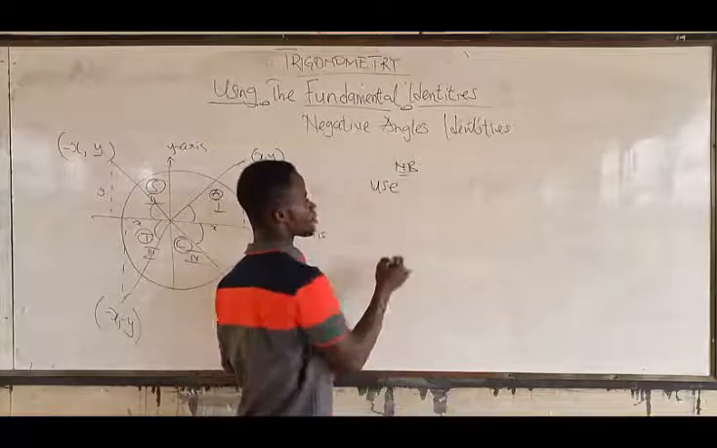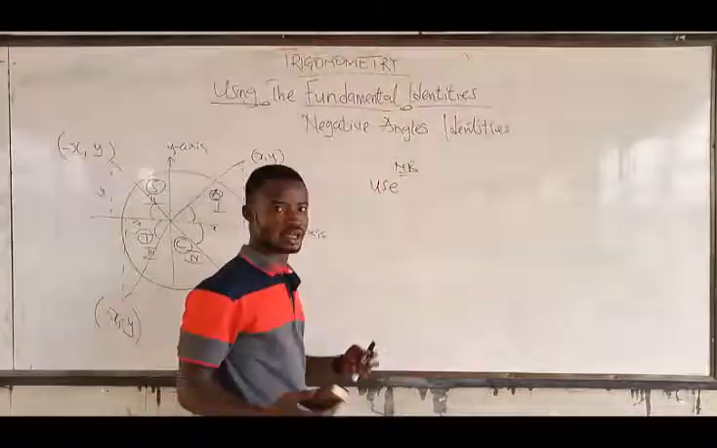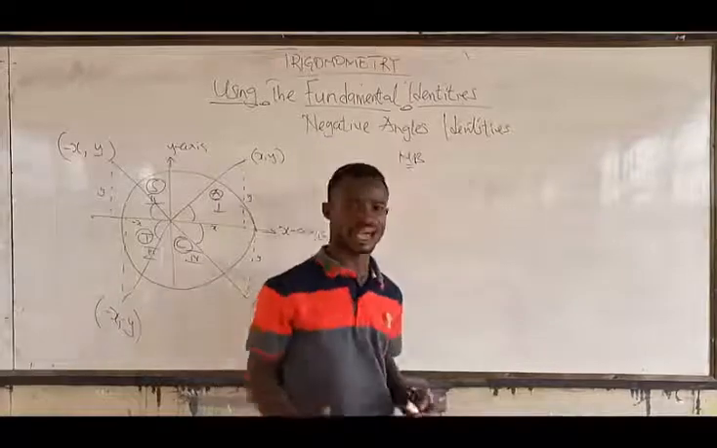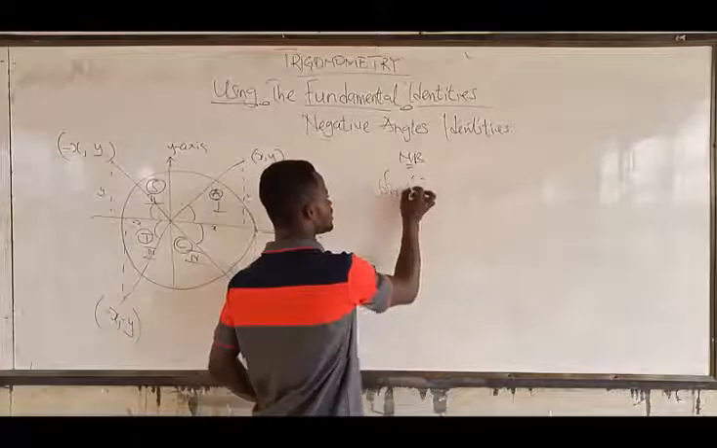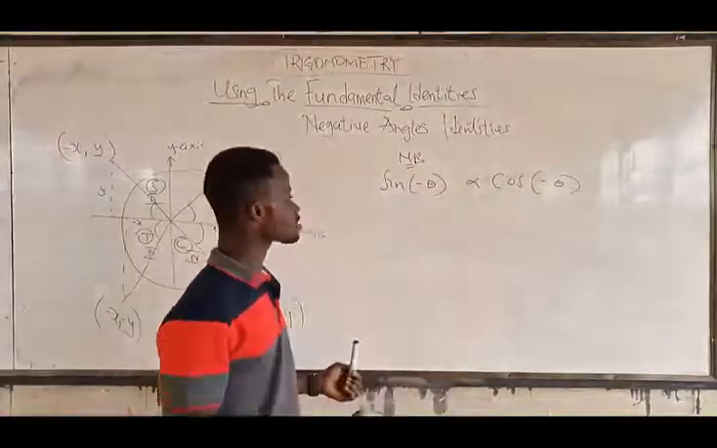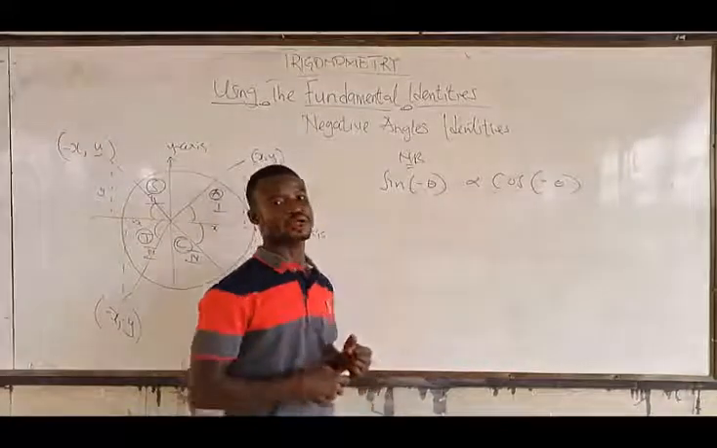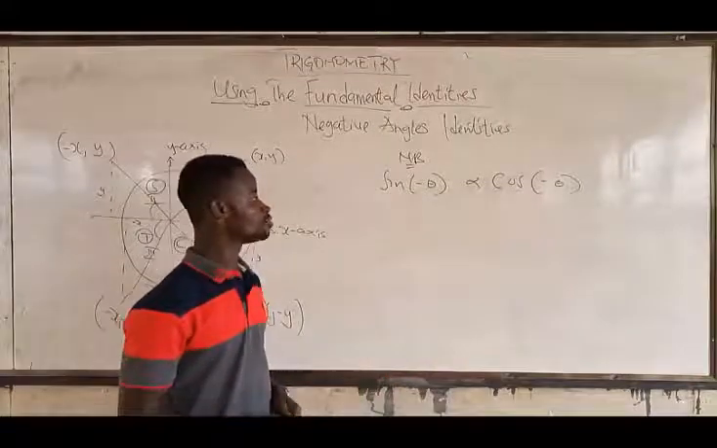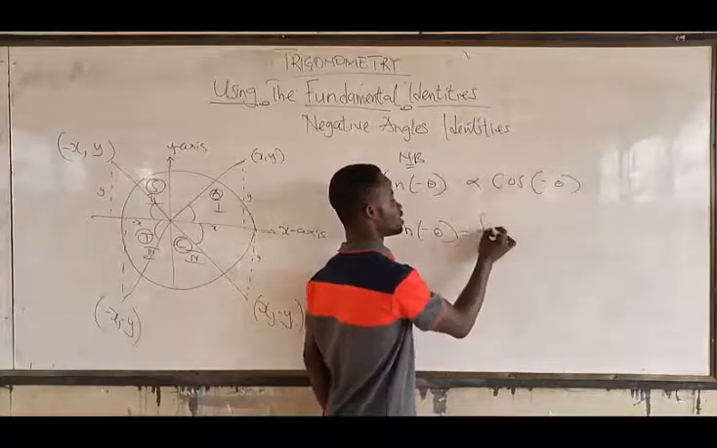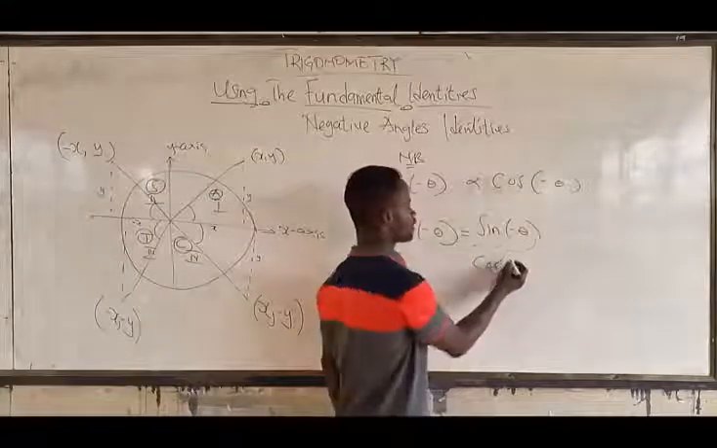Note that we can use the identities for sine negative theta and cos negative theta to find tan negative theta. We can do that because we know that tan negative theta is going to be sine negative theta over cos negative theta, so we are using that in case it is negative.